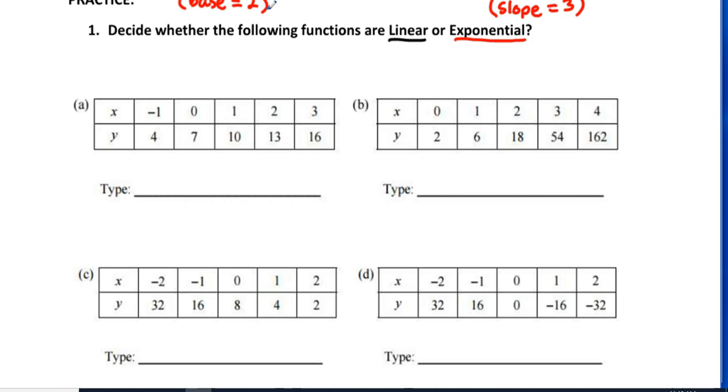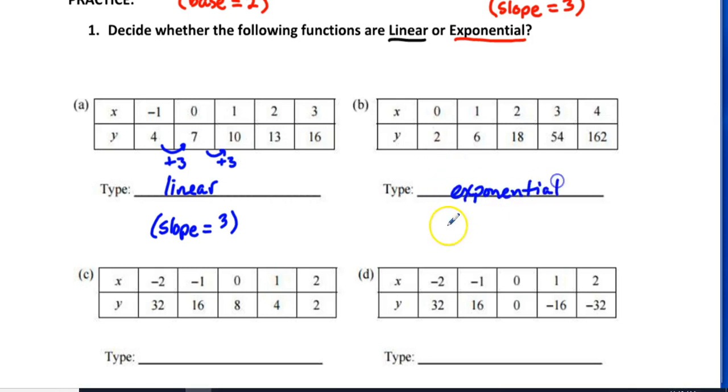All right, if you did not pause and work these out, please pause and actually think and try and get as far as you can. We're going to look at these answers. So the first one's linear. Okay, the slope's 3. Just like before, we're adding on 3. So on. Second one is exponential. The base is 3. We're multiplying by 3 each time.